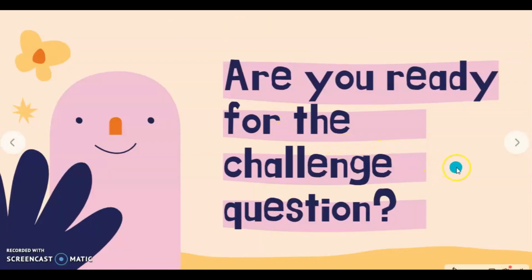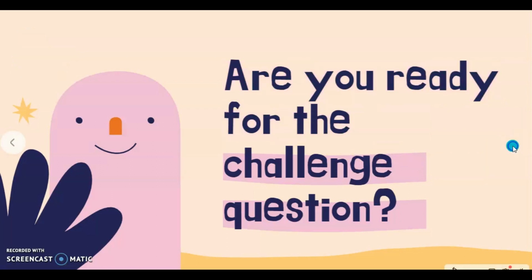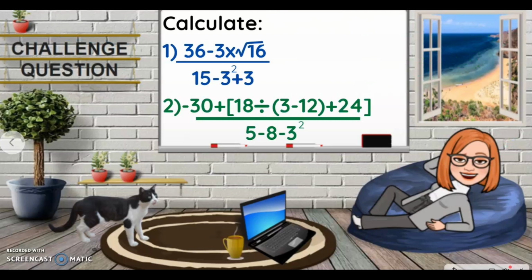Are you now ready for our challenge question? The challenge question is for you to calculate the following. Number 1, 36 minus 3 times the square root of 16 all over 15 minus 3 squared plus 3. Number 2, negative 30 plus 18 divided by 3 minus 12 plus 24 all over 5 minus 8 minus 3 squared. I hope you still remember how to get the square and square root of a number.